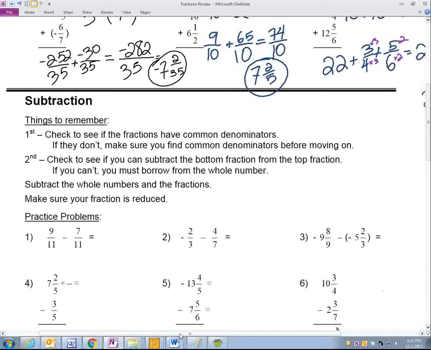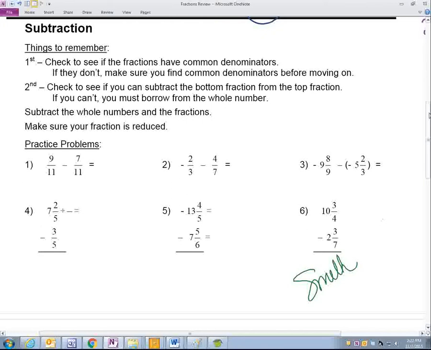Next one, subtraction. Things to remember. Here's the bottom line. It's the same as addition. You need to have common denominators. The difference that we're going to do with this one is an integer rule where we are going to keep, change.